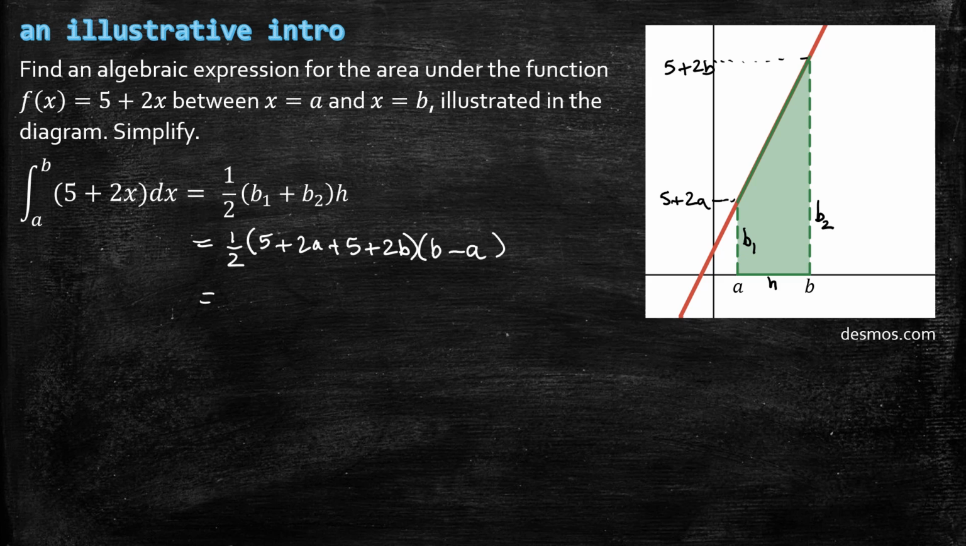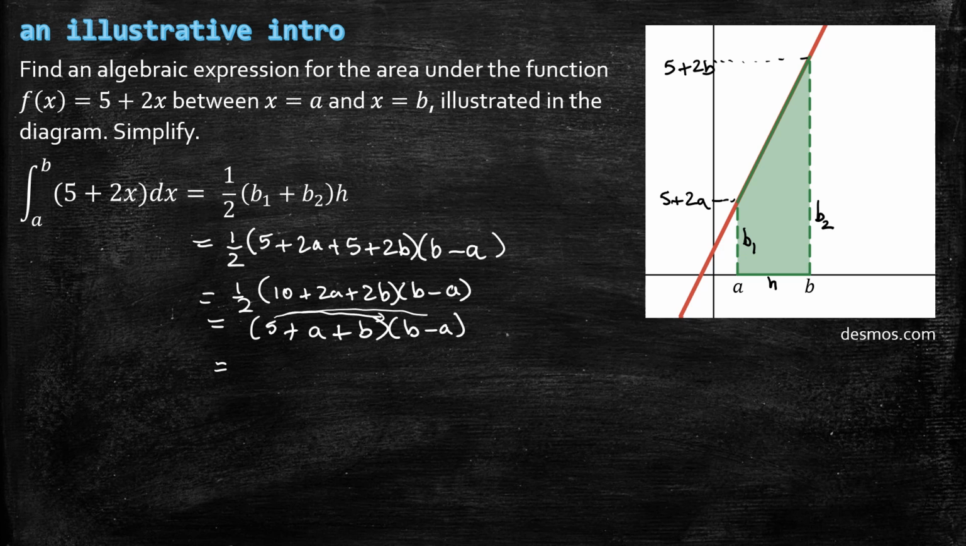So we can tidy this up a little bit, simplify. So 5 plus 5 is 10, plus 2a plus 2b, times b minus a. And the half we can distribute into the first parentheses, and we get this. And then if we distribute out, we could start by distributing 5 into the parentheses, so we get 5b minus 5a, and then we'll do the same with ab minus a squared, and then finally with b, we get this, and we will see that these terms at least cancel.